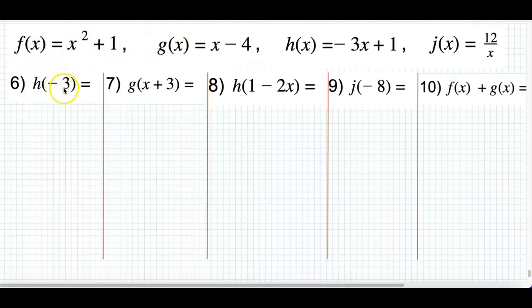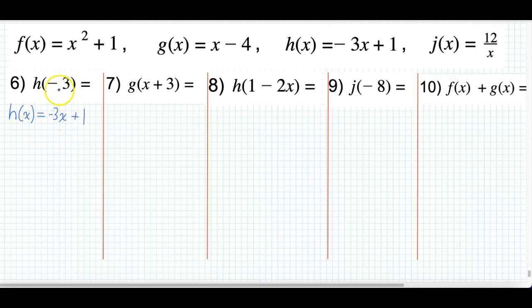So h of negative 3. Well, let's see, what do we know about that? Let me just select my color here. So let's go back to what h of x is. H of x is a function that says that when we have an input, the output is going to be equal to negative 3 times the input plus 1. And that doesn't matter what that input is, okay? That rule will always apply.